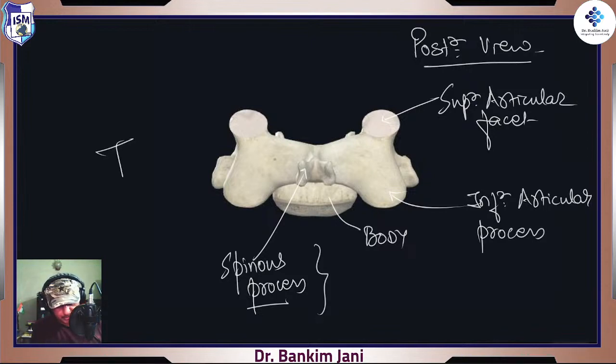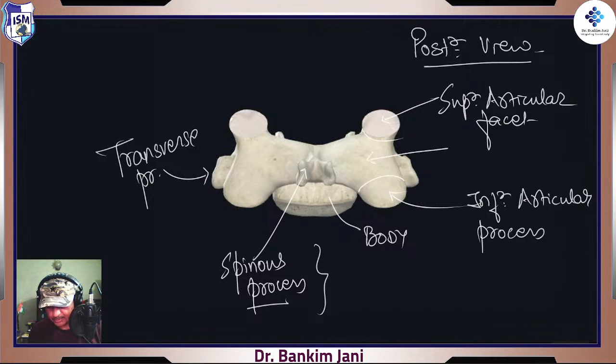Meantime, here it is, the transverse process. That one is the transverse process. So far, things are okay. We would like to add one more new thing into this: this is the superior articular facet. This one is the inferior articular facet. In between this portion, this one, that is what is called the lamina. In any of the vertebra, there are only 3-4 things to understand, and your entire concept would be crystal clean.